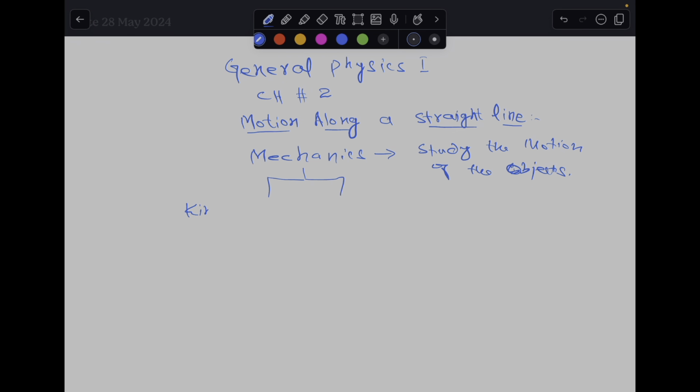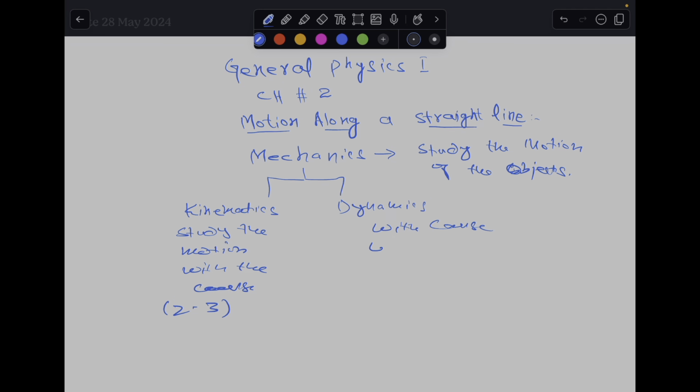First we're going to discuss kinematics and then dynamics. In kinematics we study the motion without the cause. In dynamics we study the motion with cause. So chapters 2 and 3 are in kinematics, and from chapter 4 onward we're going to study dynamics.